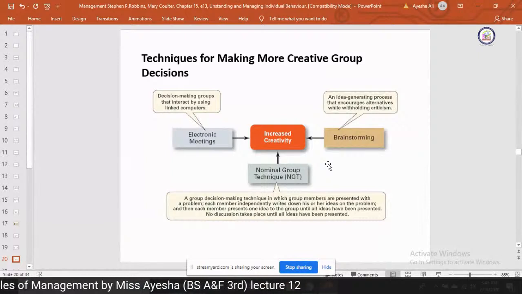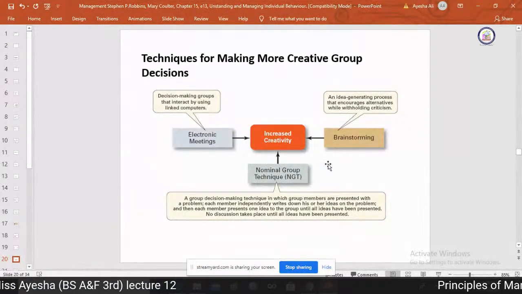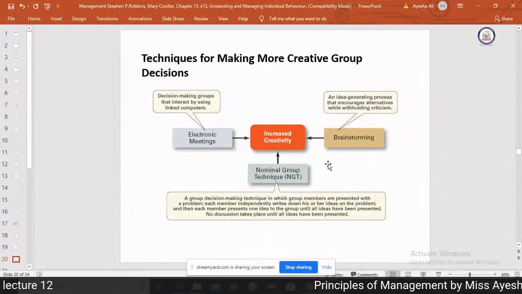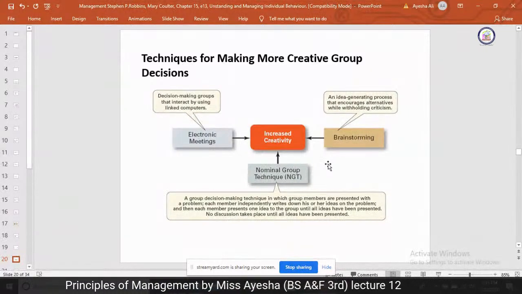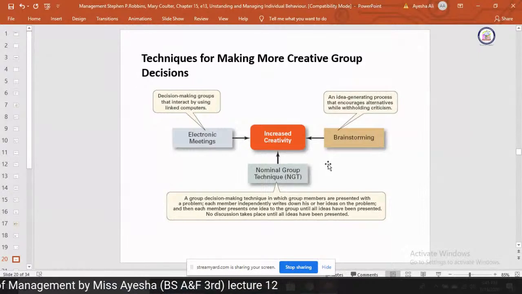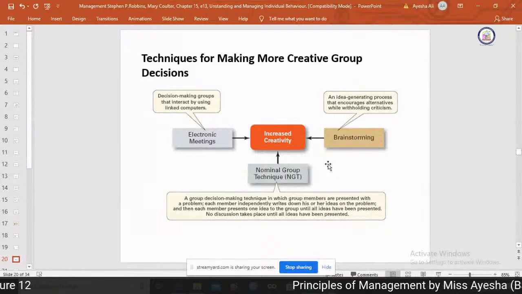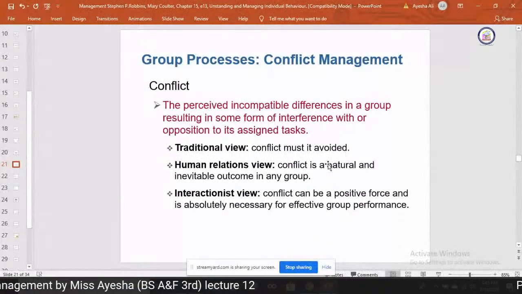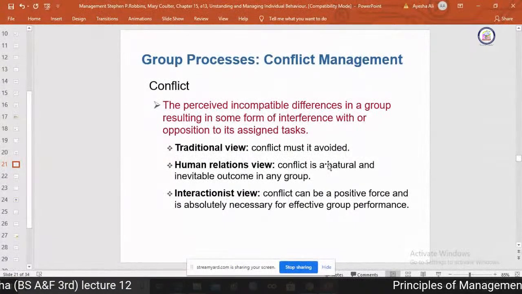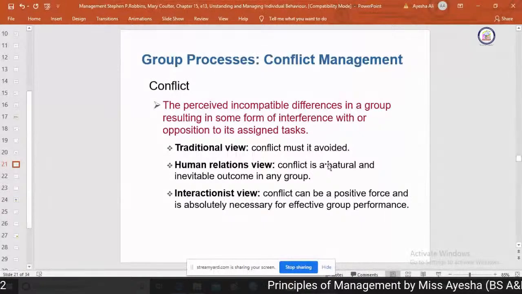After gathering all these issues and problems, we discuss them, throw some light on them, and after that we take a decision. So this is also a technique for making decisions, the nominal group technique. It is also effective. And then we have conflict management.